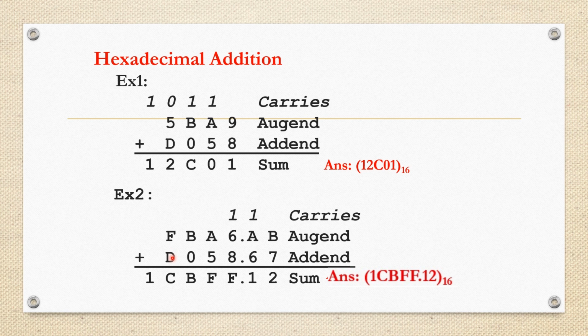So it is 28. 28 minus 16. The 28 representation in hexadecimal is 1C. So we write it like this. So this is the answer.